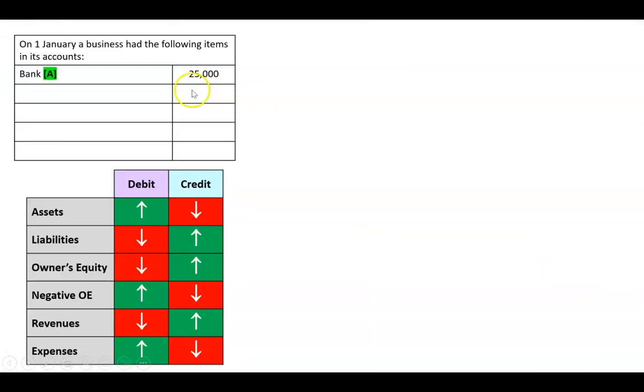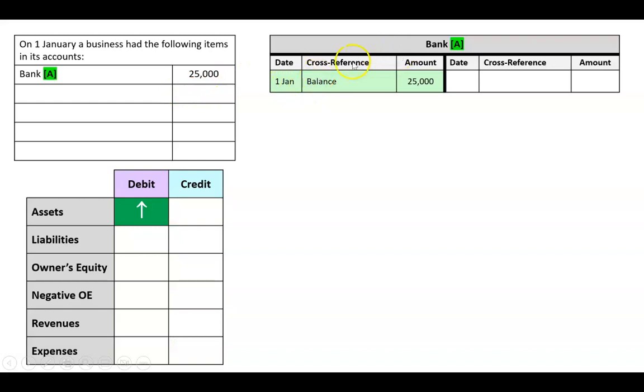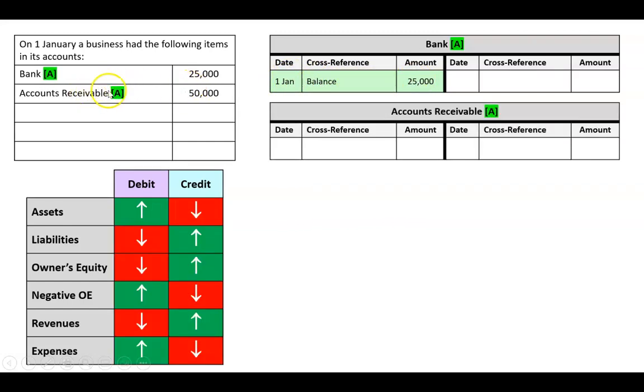We say the first one is bank. So, bank, that would mean if we had an opening balance of bank, it's got a positive balance. Assets go up on the debit side. So on the bank ledger, we will do the date, 1st of January. And here, cross-reference, we're not going to reference another ledger, we're just going to write balance. And that tells the person reading it that was the opening balance on the 1st of January, and we put $25,000.